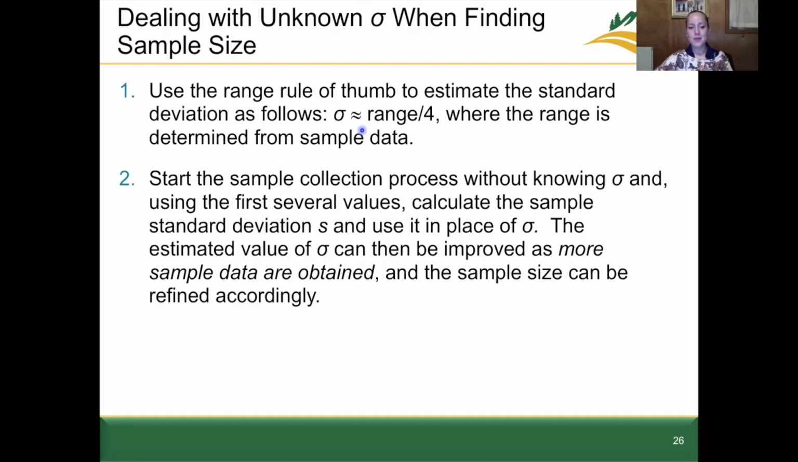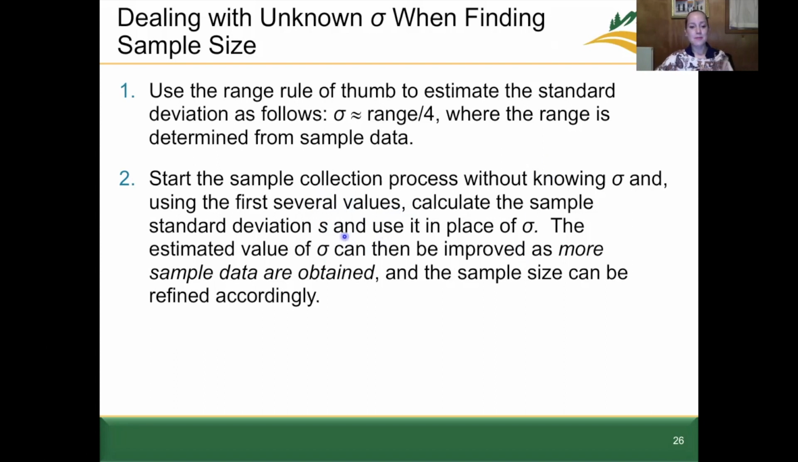Now, note here that the range is determined from sample data rather than population data. Number two, we can start the sample collection process without knowing sigma, and then using the first several values, calculate the sample standard deviation s and use it in place of sigma. So again here, what I mean is that we start to actually collect the data, then with each of those sample data points, we can get an estimate of s. The sample standard deviation is s. We can use the sample standard deviation then in place of sigma.